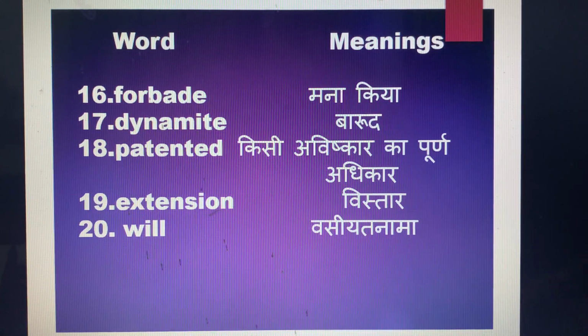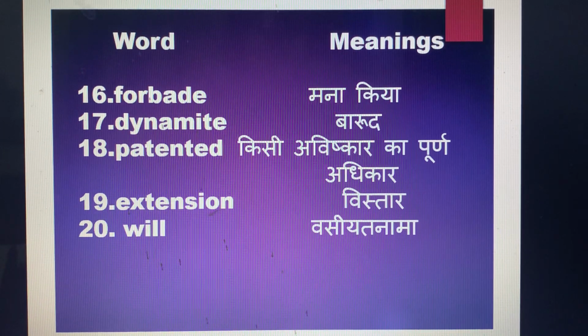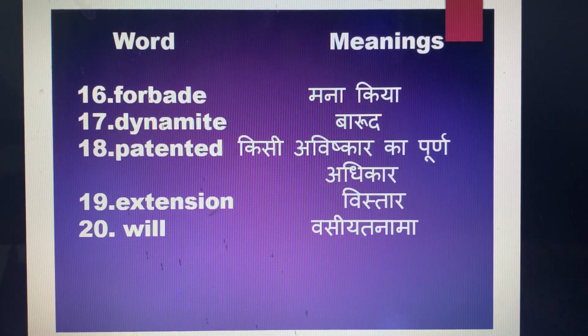of dynamite and nitroglycerin acid. At that time he got the patent. He got the right to do the manufacturing and selling of the product. So patent means to get a right to manufacture or to sell any product. Then extension. Extension means development, vikas, vistar. Will means wasiyatnama. So what Alfred Nobel wrote in his will was about the Nobel Peace Prize, that this award should be given every year. Let us proceed further. These 20 word meanings you also need to write in your English notebook.